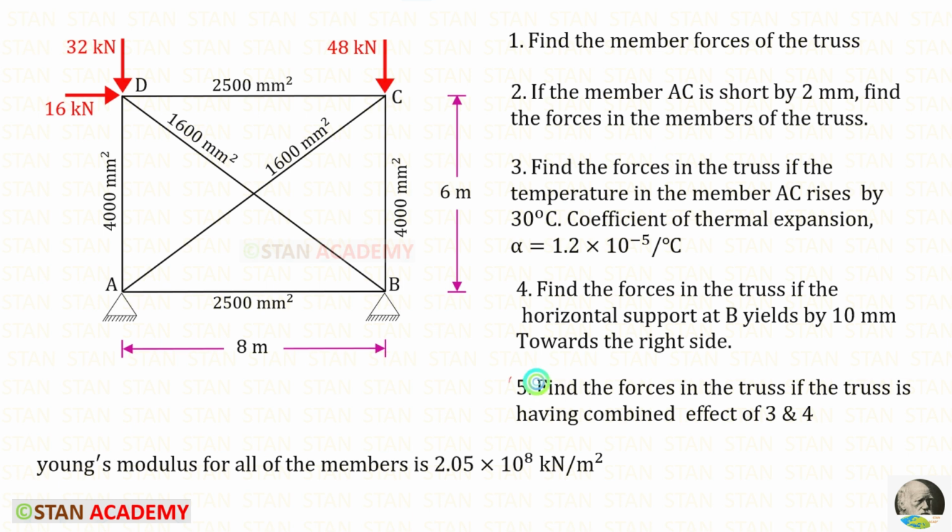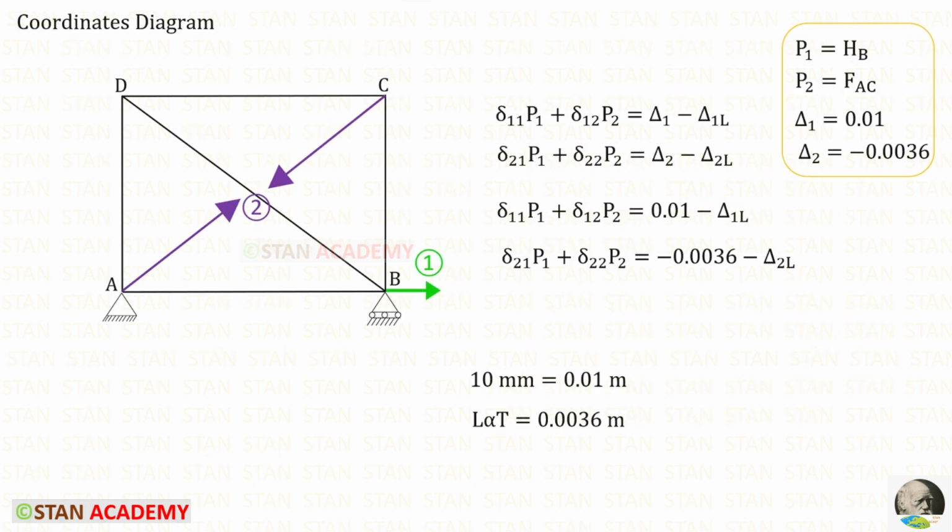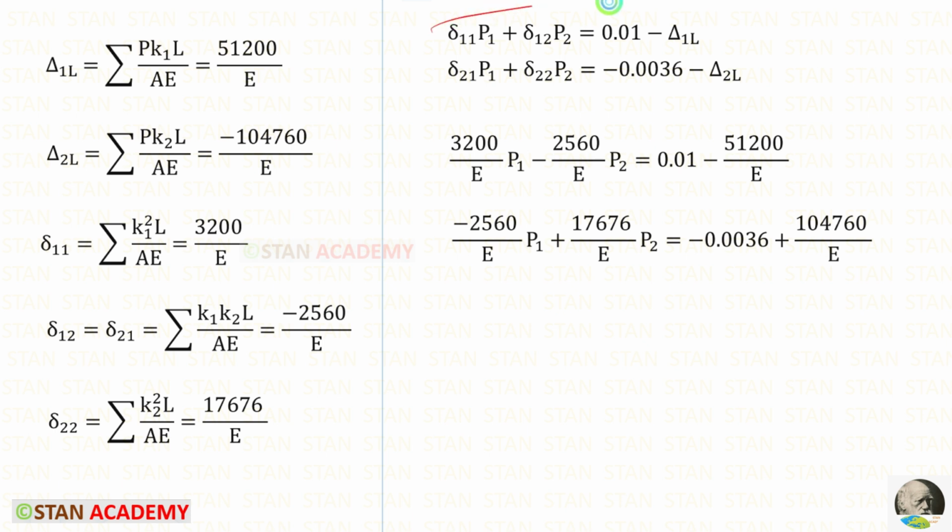Now let us do the fifth question. Find the forces in the truss if the truss is having combined effect of 3 and 4. So in the member AC, there is rise in temperature by 30 degrees Celsius. Also, the support at B yields by 10 mm. In this case, delta 1 will be 0.01, delta 2 will be minus 0.0036. In these two, we can apply these two so that we will get these two equations. In these two equations, we can apply all of the values so that we will get these two equations.